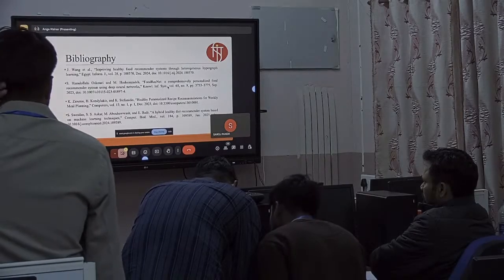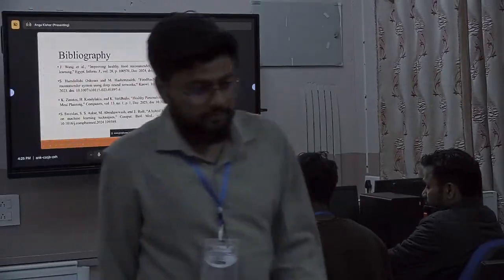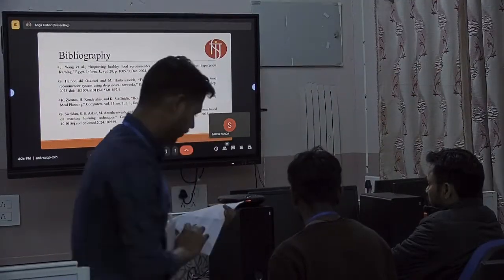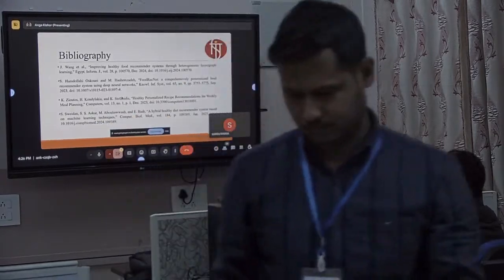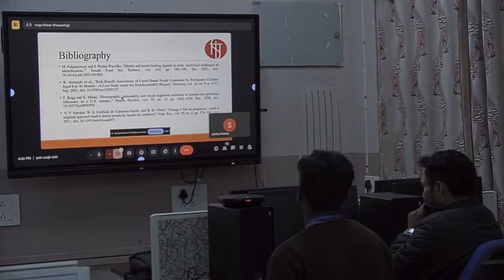And finally, we are considering so many reference papers so that each algorithm gives the most accuracy. So that by considering all the references, we consider the ideal model.